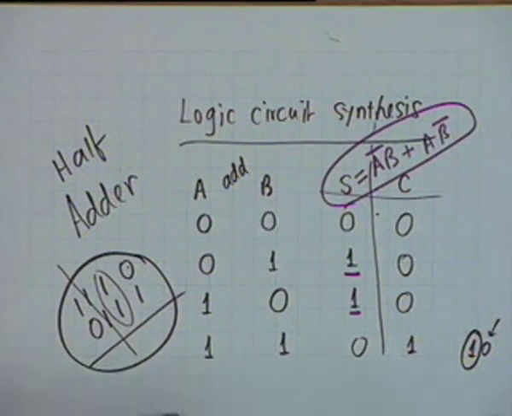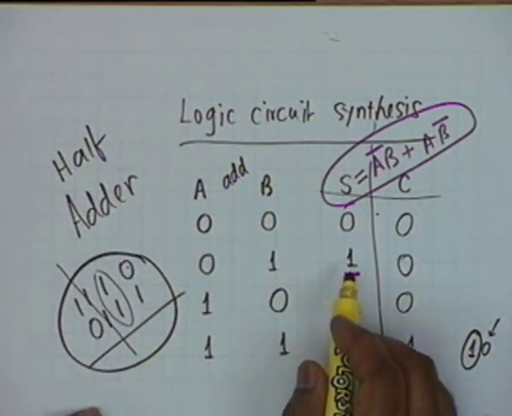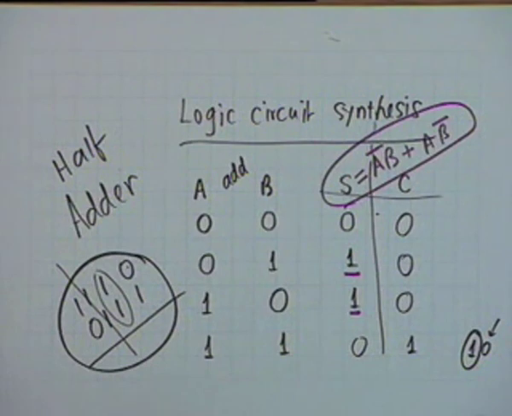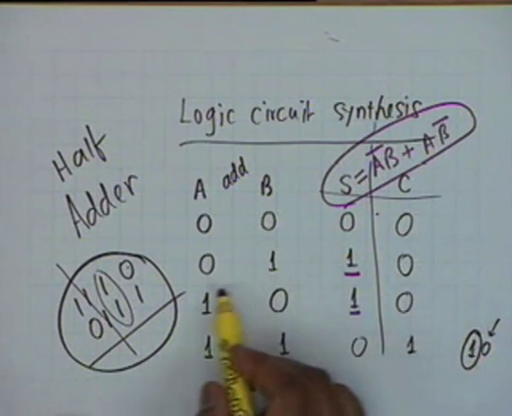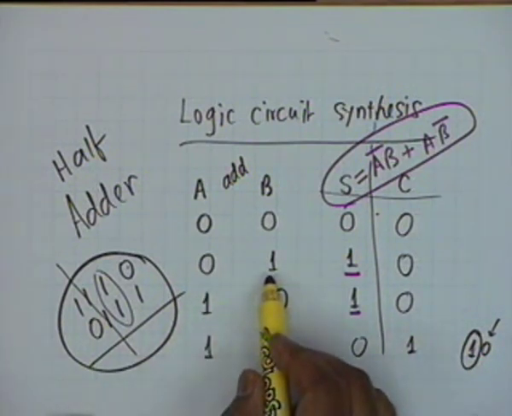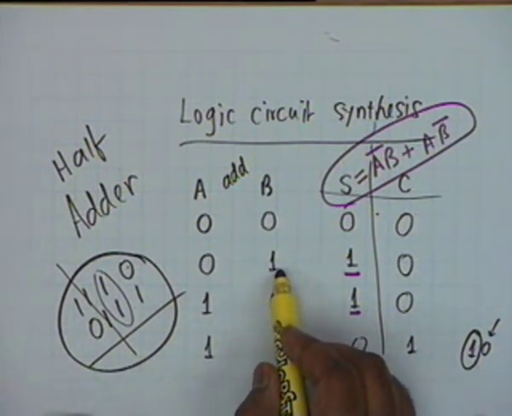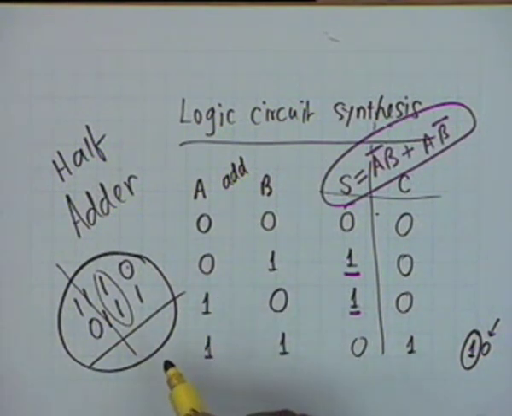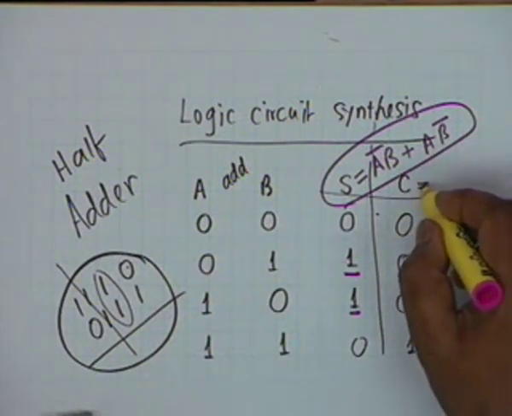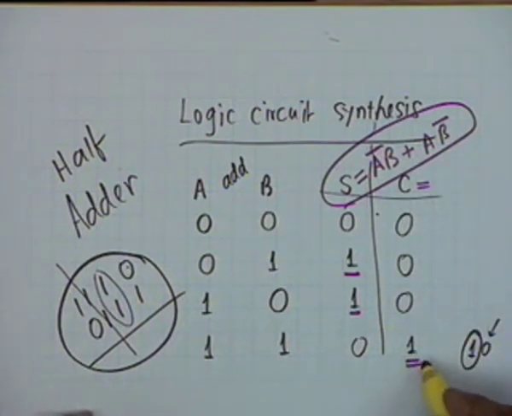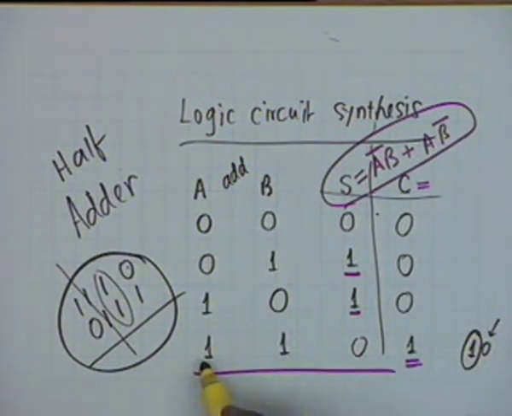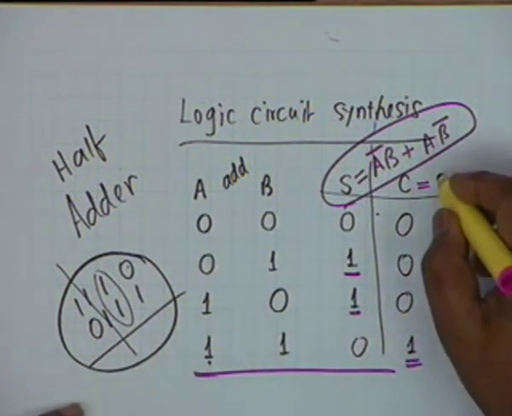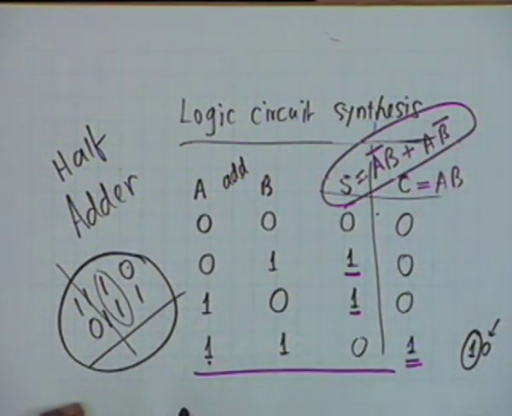The simplified method is, you look at only those rows in which the output is 1, and take the AND operation of the variables. Wherever the variable is 1, take the variable as it is. Wherever the variable is 0, take the variable in a complemented form. This is always true. For example, for writing C, we have only to consider this row, and in this row you see A and B both are 1, therefore C is simply equal to AB.